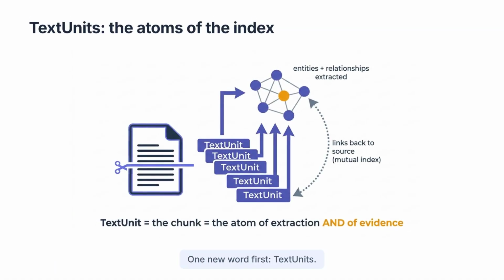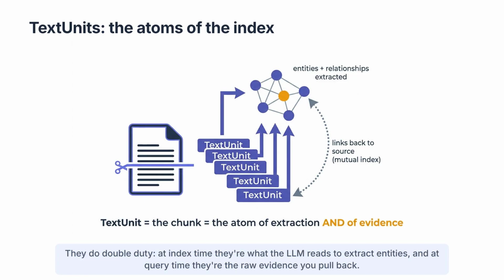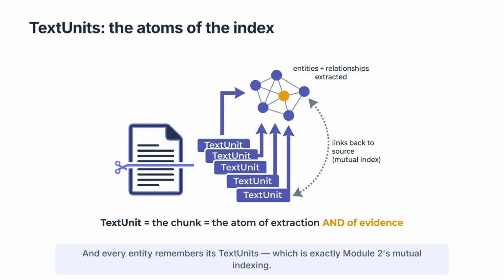One new word first: TextUnits. GraphRAG slices your documents into configurable chunks, and each chunk is a text unit. They do double duty. At index time, they are what the LLM reads to extract entities, and at query time, they are the raw evidence you pull back. And every entity remembers its text units, which is exactly Module 2's mutual indexing.